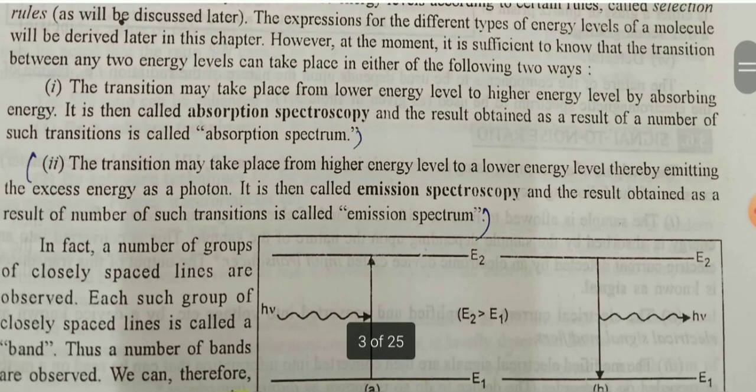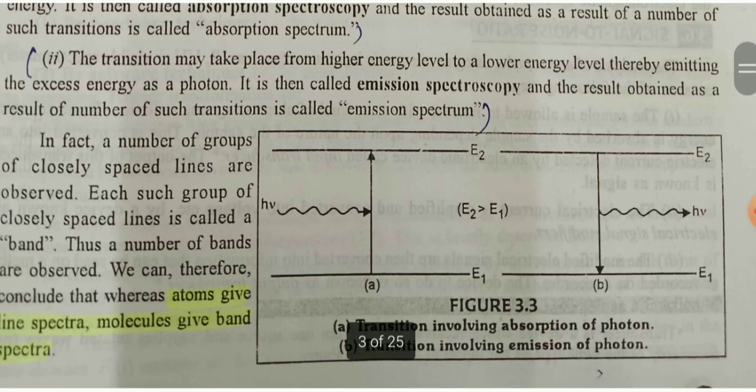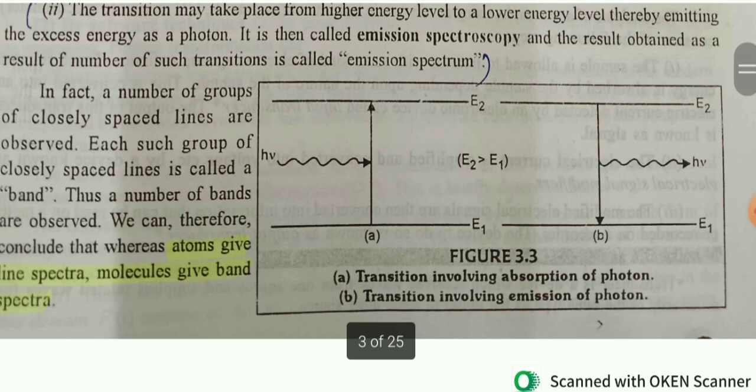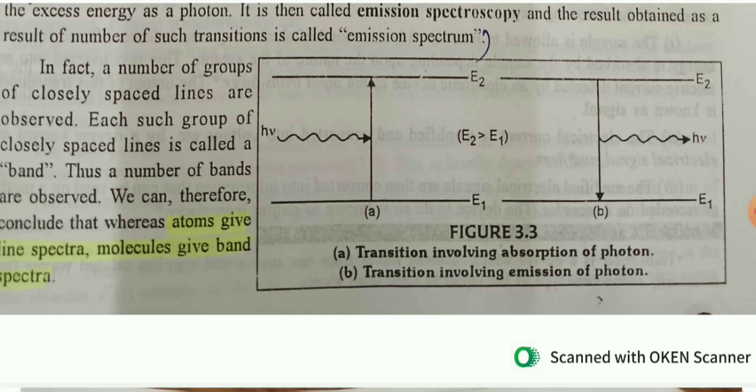First, the transition may take place from lower energy level to higher energy level by absorption of energy. It is then called absorption spectroscopy, and the result obtained as a result of a number of such transitions is called absorption spectrum. Second, the transition may take place from higher energy level to a lower energy level, thereby emitting the excess energy as a photon. It is then called emission spectroscopy, and the result obtained as a result of a number of such transitions is called emission spectrum. In fact, a number of groups of closely spaced lines are observed. Each such group of closely spaced lines is called a band. Thus, a number of bands are observed. We can therefore conclude that whereas atoms give line spectra, molecules give band spectra.